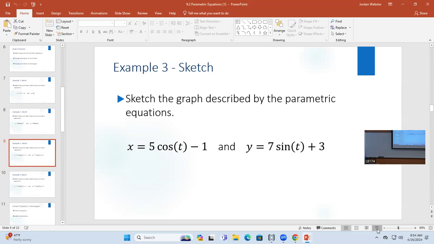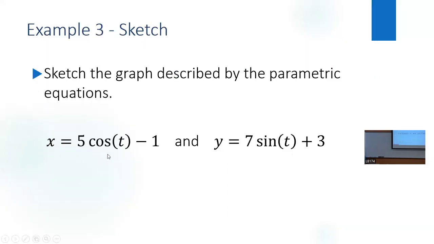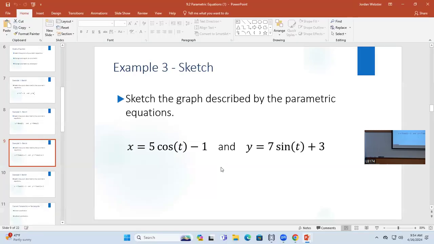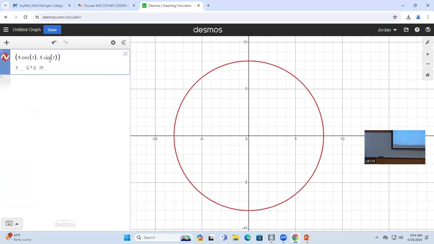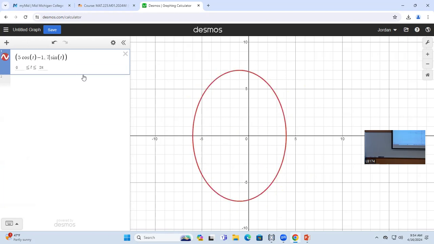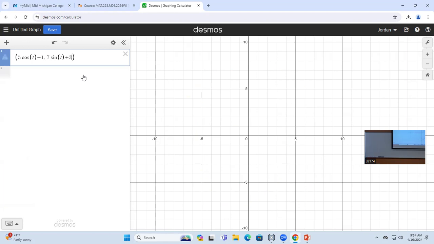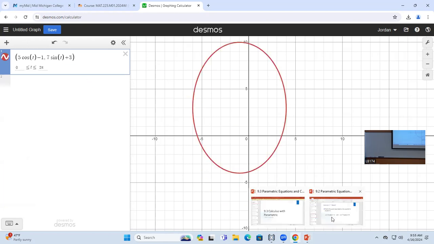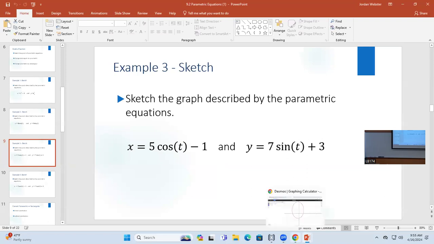By the way, let's take a look at another one. 5 cosine t minus 1 and 7 sine t plus 3. So x equals 5 cosine t minus 1 and y equals 7 sine t plus 3. I think I'm just going to go ahead and graph that. 5 cosine t minus 1, 7 sine t, I think it was plus 3 if I'm remembering. Yep, plus 3.